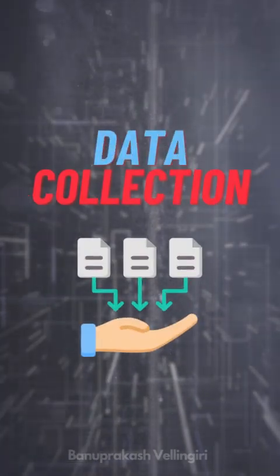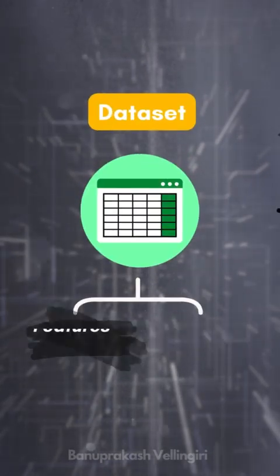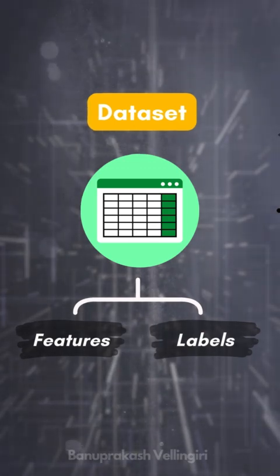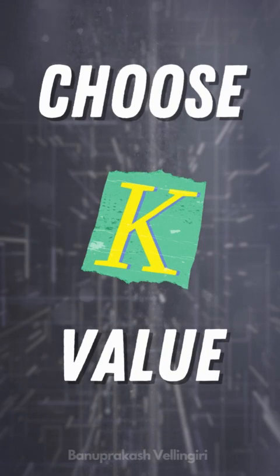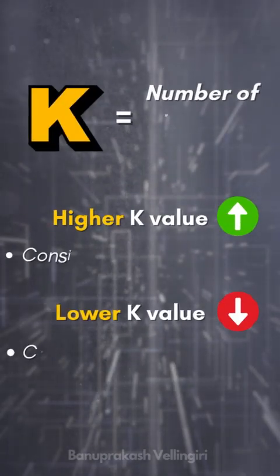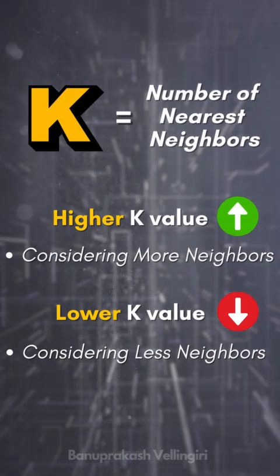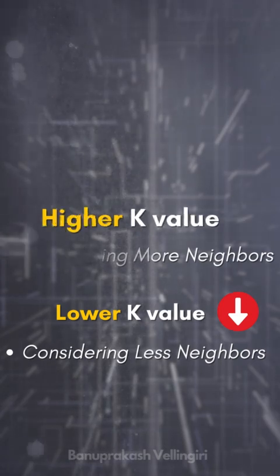The first step is data collection. Initially, we should have a data set that consists of features and their corresponding labels, which are nothing but the class or value we want to predict. The next step is choosing a k-value. The k in KNN stands for the number of nearest neighbors to consider. A higher k-value means considering more, and lower k-value means considering fewer neighbors.